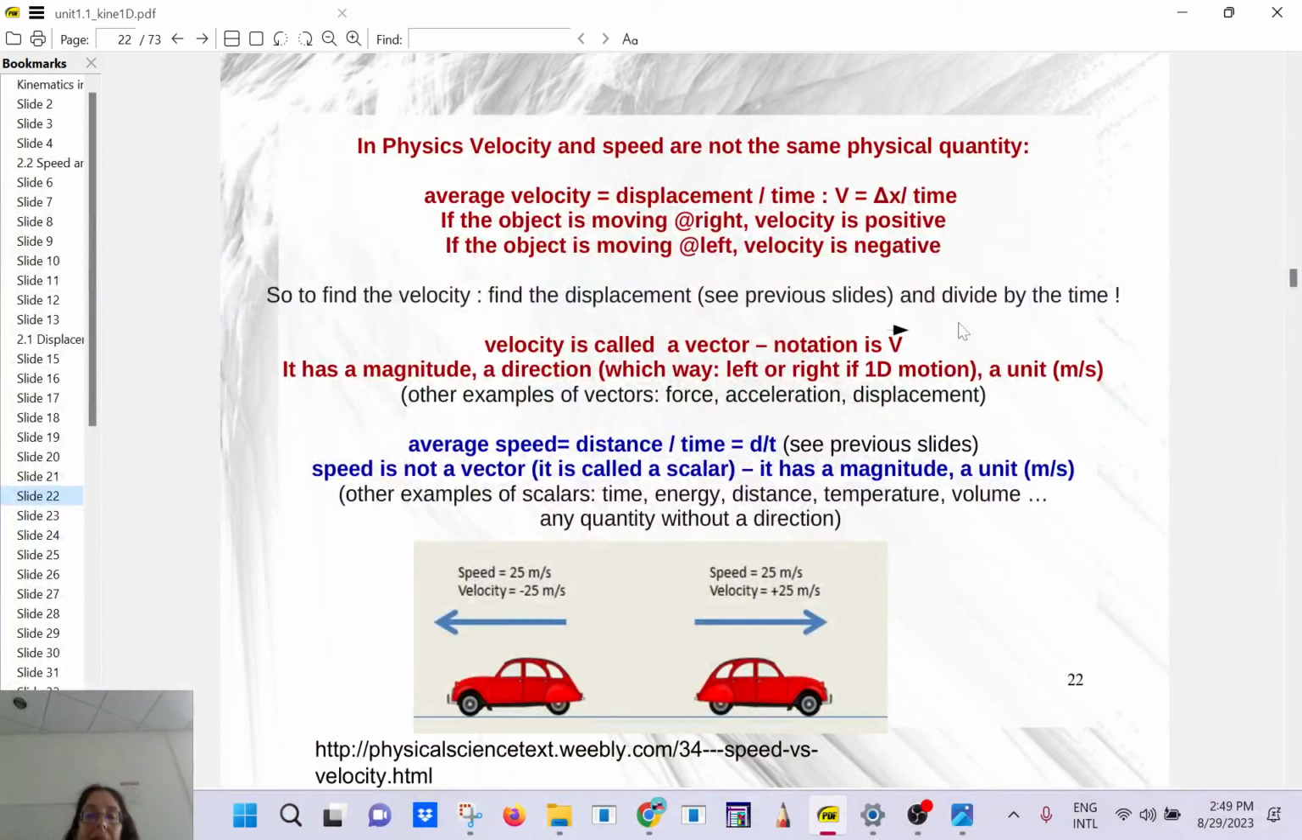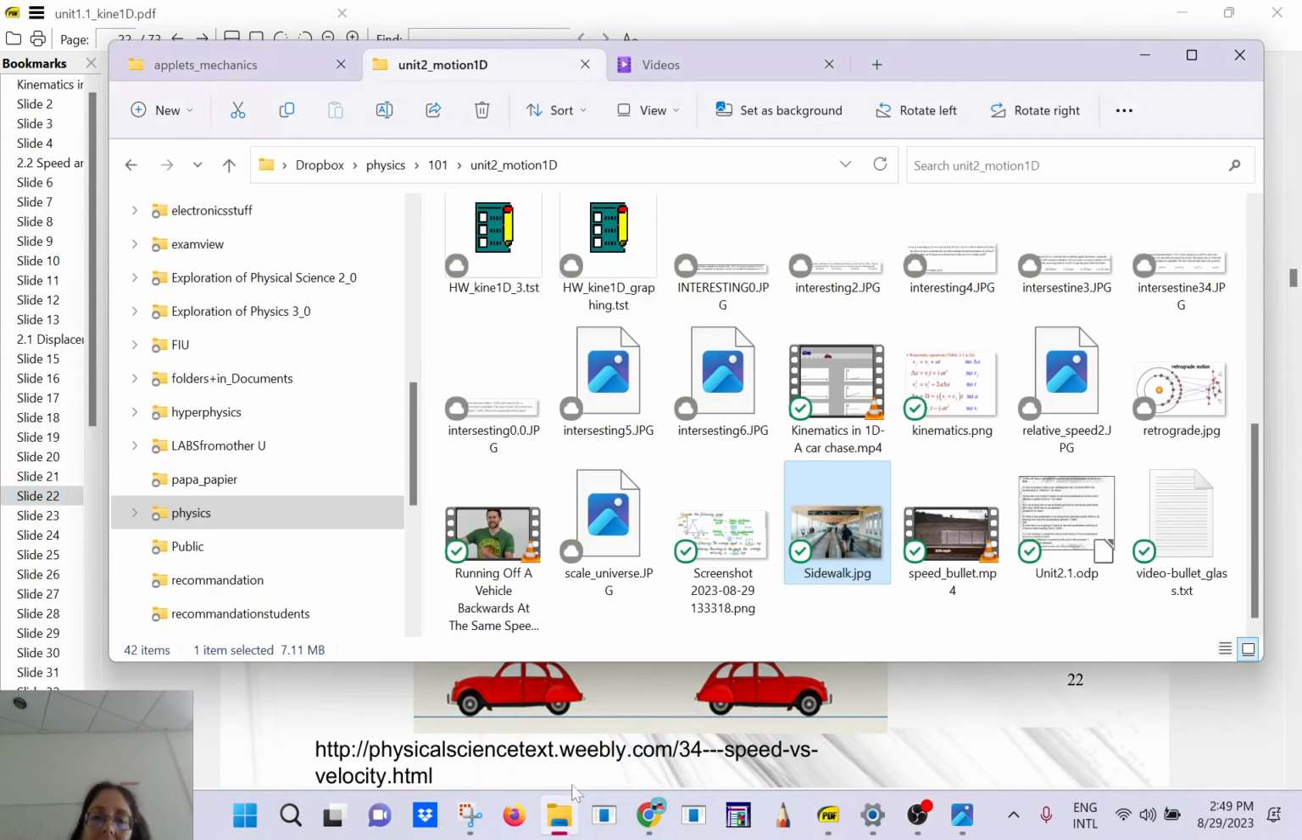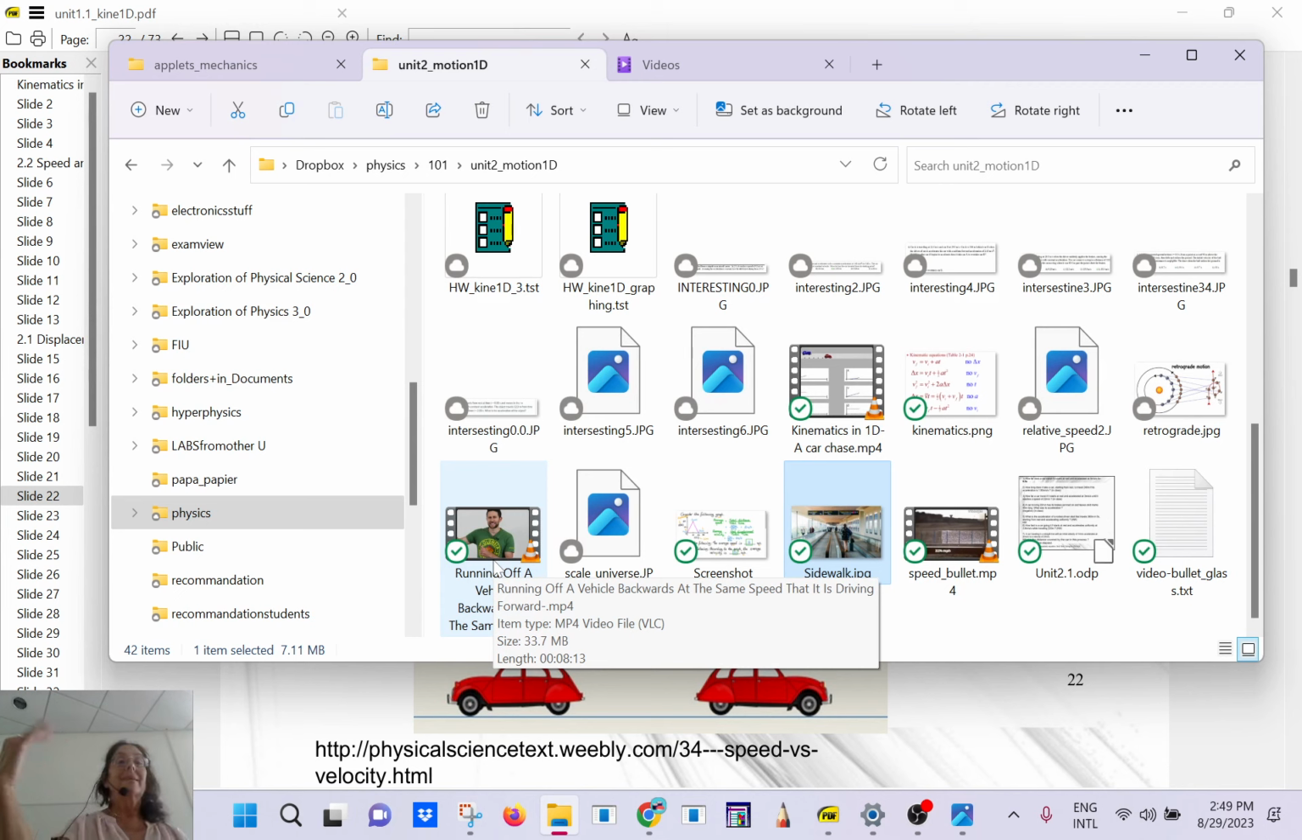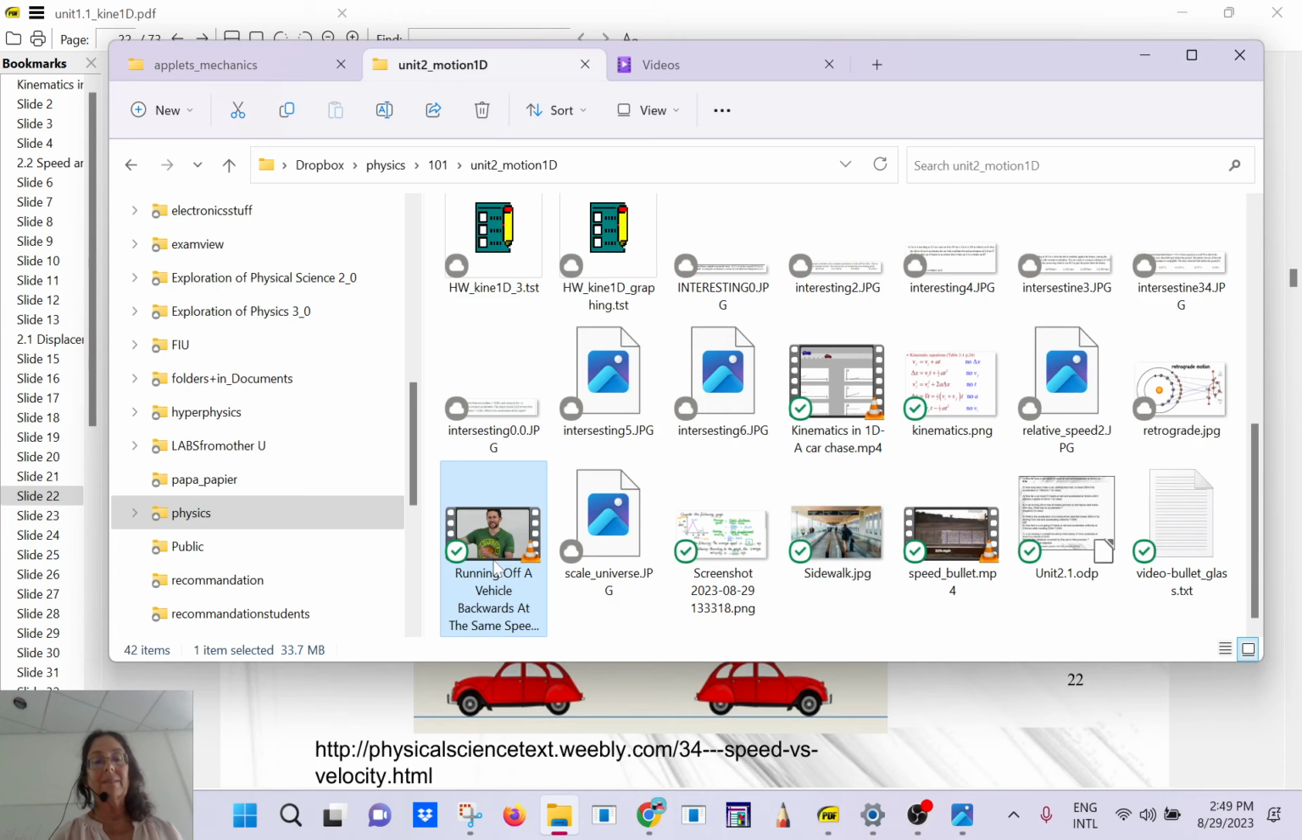Okay, so there is a video. I cannot show you the whole video, I will put that in Canvas. But he did that crazy thing, so not to do. He did the treadmill, right? If the treadmill is moving at a given speed and you run at the same speed, it's like you are not moving, right? So he did that experiment.